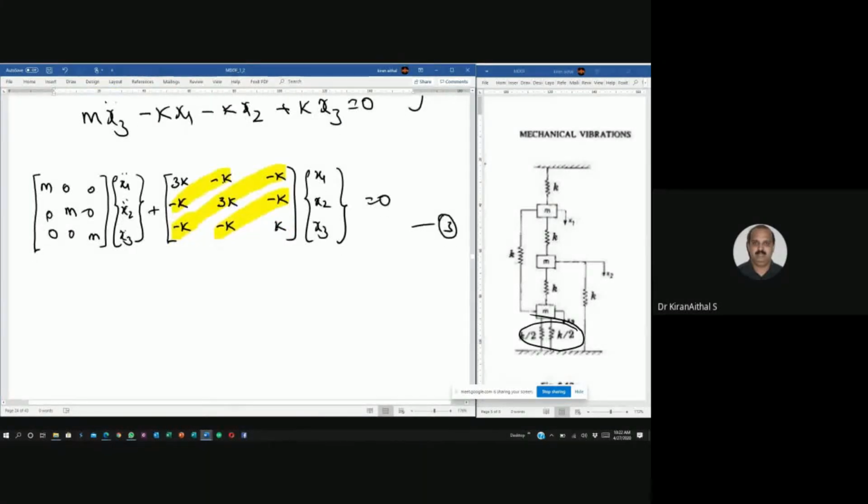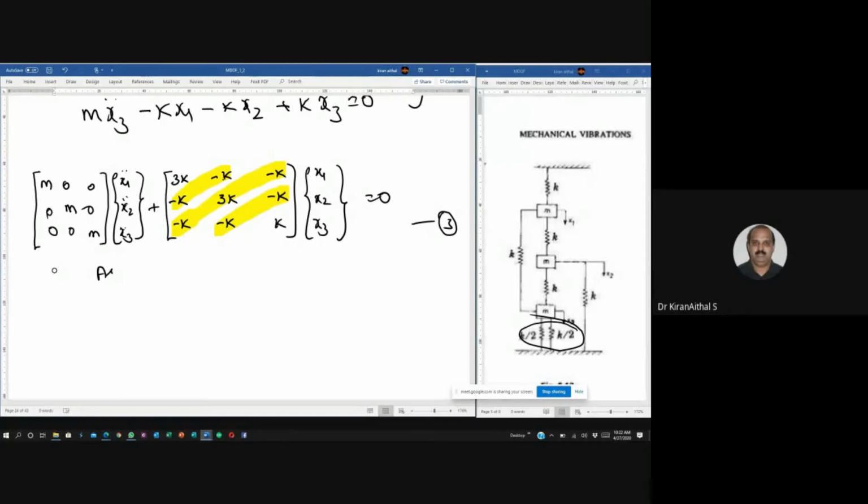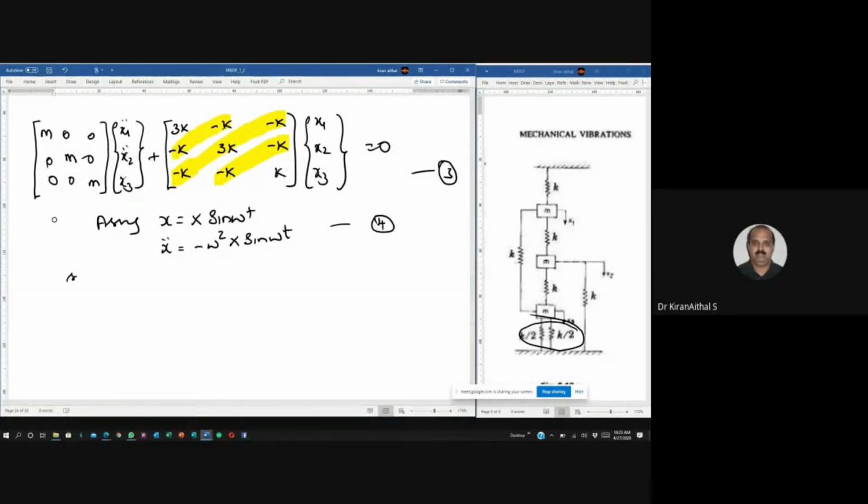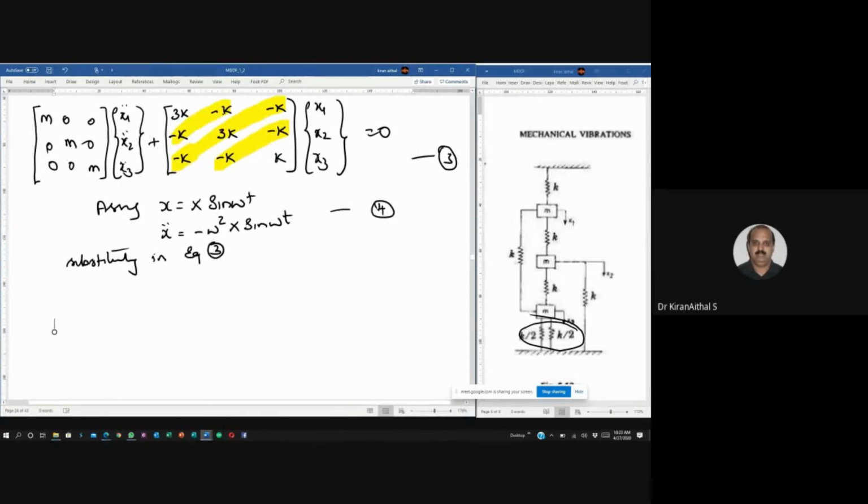Next part will be assuming small x is equal to capital X sine omega t. Therefore, x double dot is equal to minus omega square capital X sine omega t. So this is the assumption we are going to make. Then I have to substitute in equation number 3, right? Substituting in equation 3, what am I going to have?